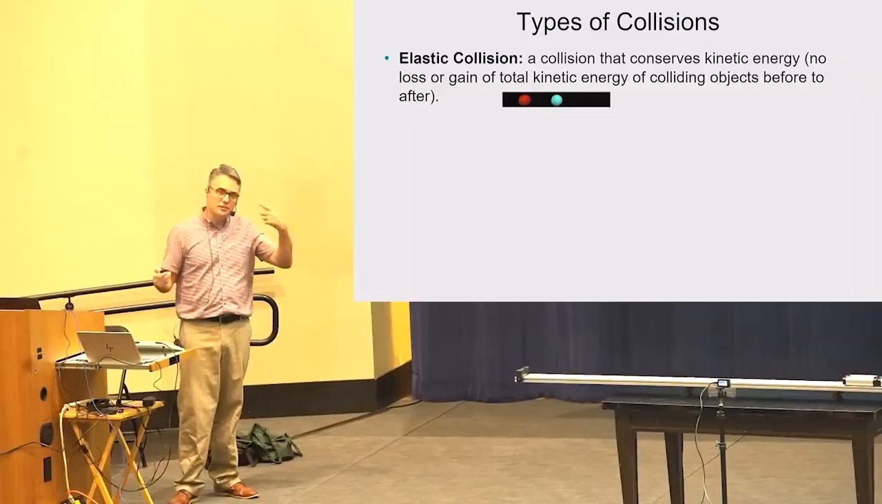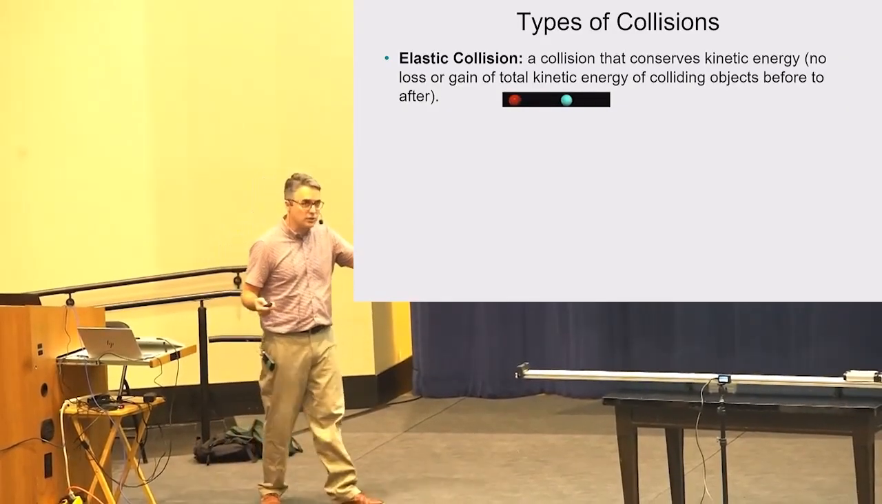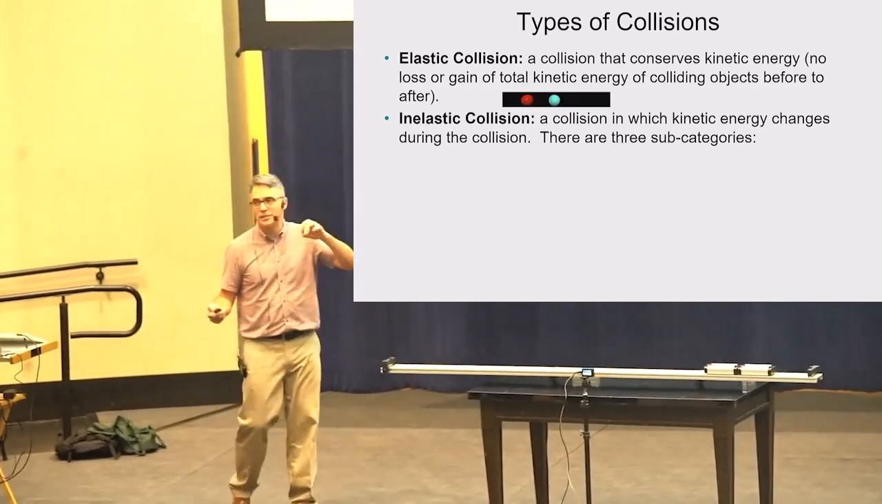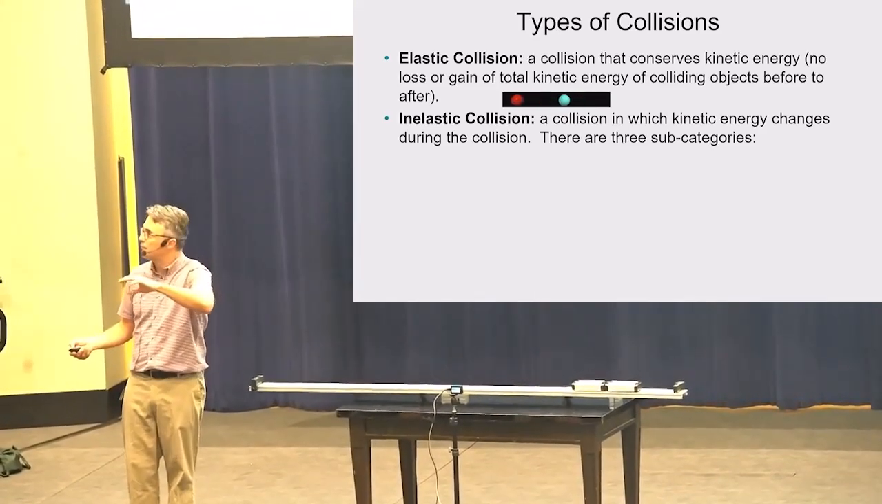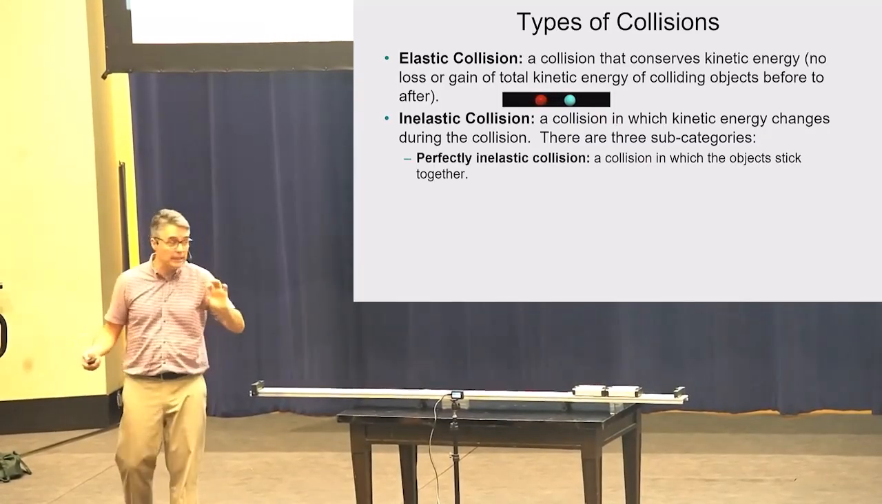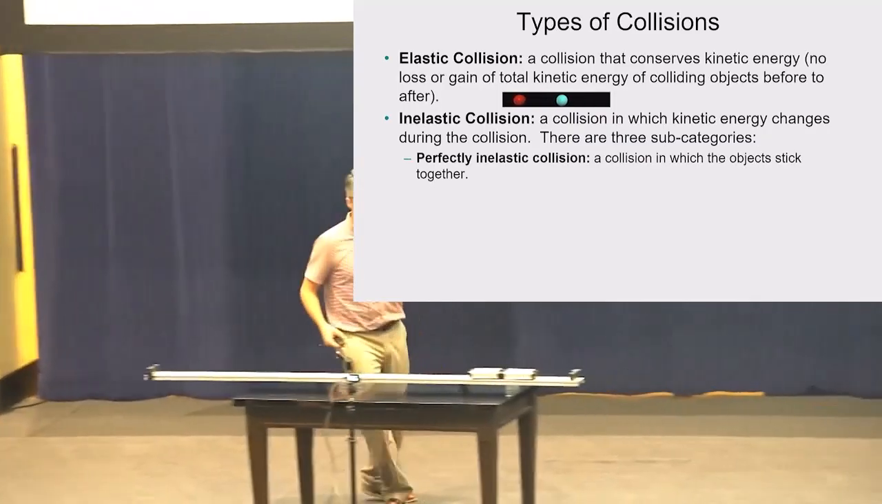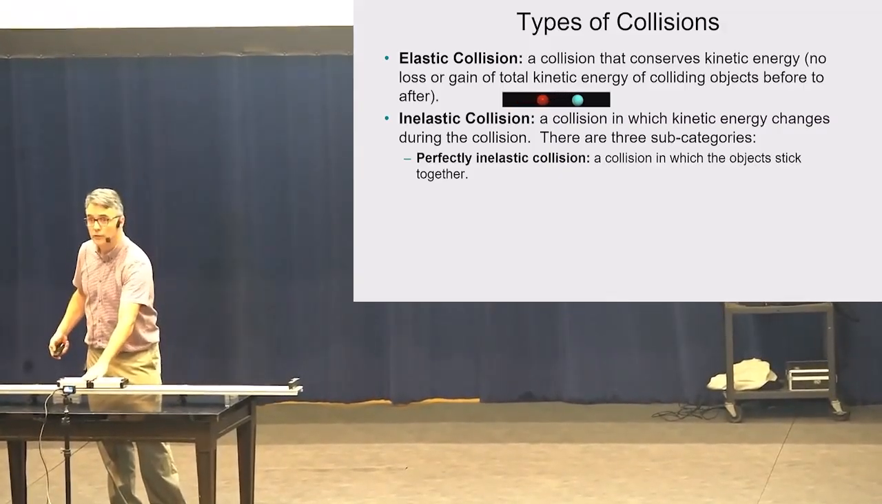Elastic collision, I'll just define, is when momentum and kinetic energy are conserved. An inelastic collision just means that the kinetic energy is not conserved, but you still conserve momentum. And there are 3 kinds of inelastic collisions. There's the perfectly inelastic collision. This is when the Velcro sticks the 2 objects together. That's what I was showing you there.